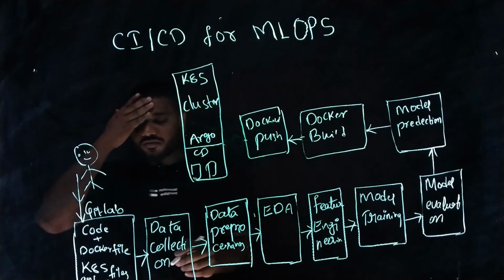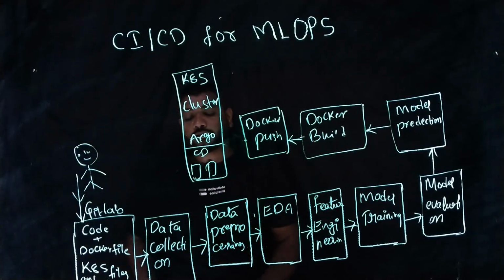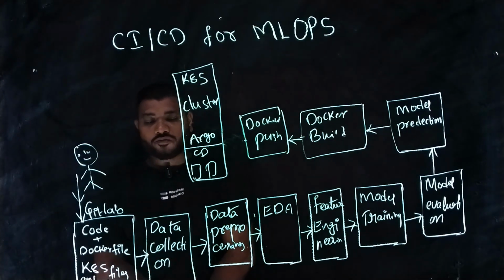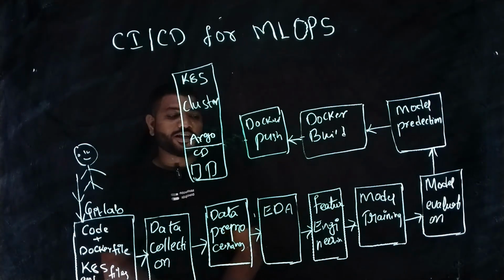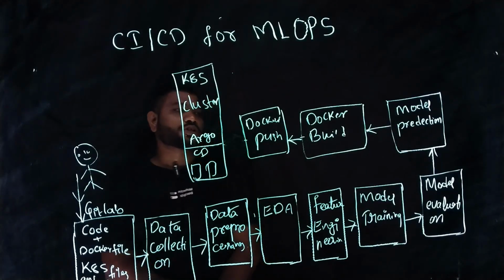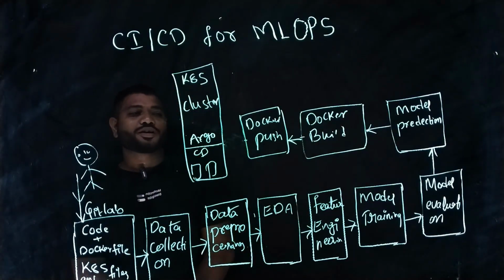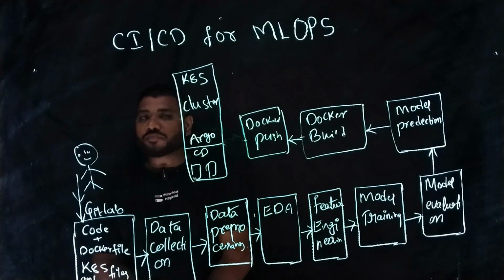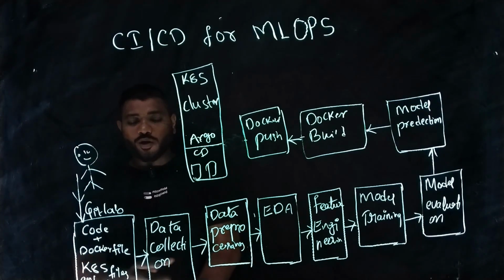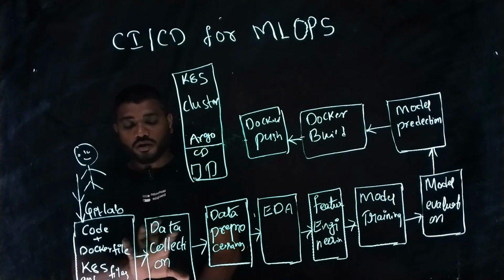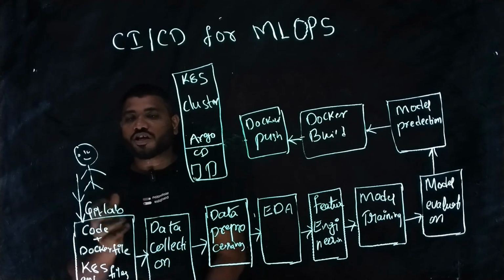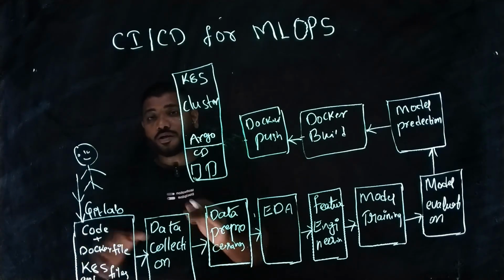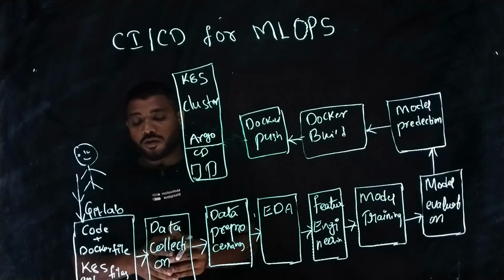Fine. As we have seen in the machine learning life cycle, first is data collection, data pre-processing and EDA, feature engineering, model training, model evaluation, and model prediction. After that, we are going to create a Docker build and push it into the Docker image registry, called Docker Hub. We are going to declare each stage as a job or a stage in a GitLab YAML file, and write it in YAML syntax.